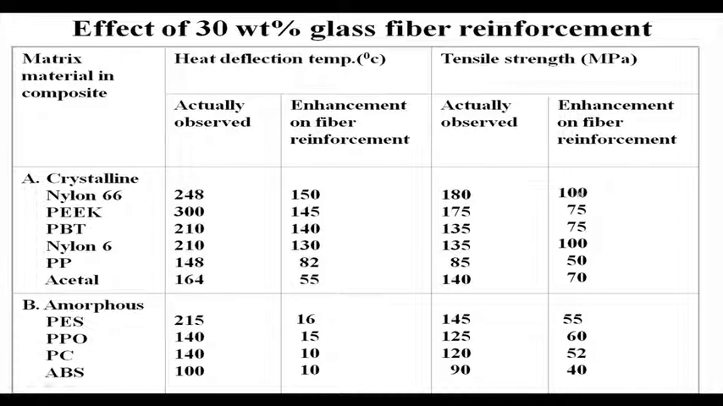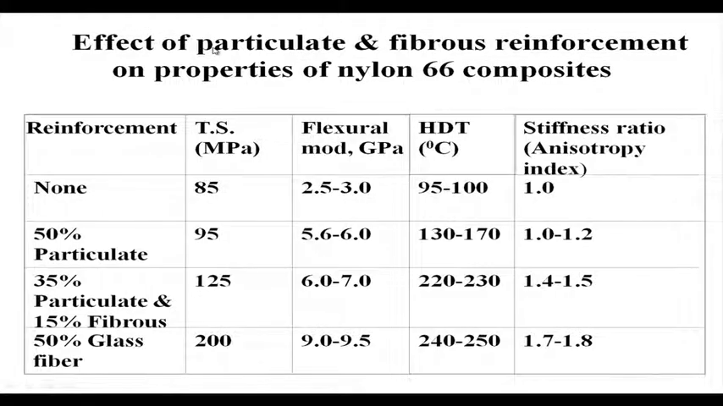Now, these strengths could be further improved if we replace the glass fiber with carbon fiber or aramid fiber. That data is not available with me at the moment. So, only a representative reflection of properties is shown with this 38% glass fiber in those crystalline and amorphous polymers.